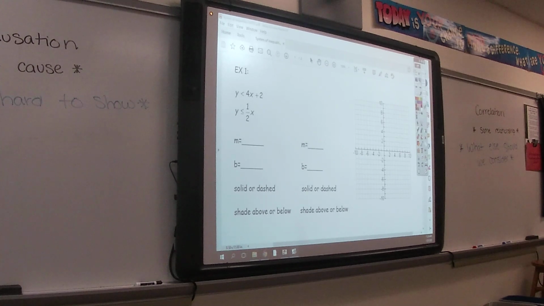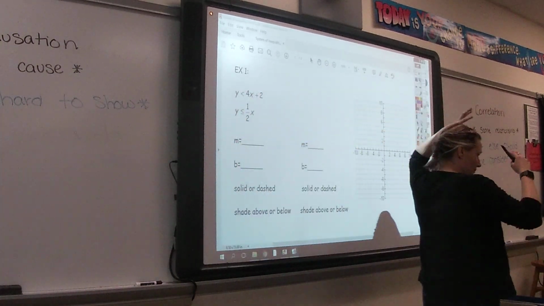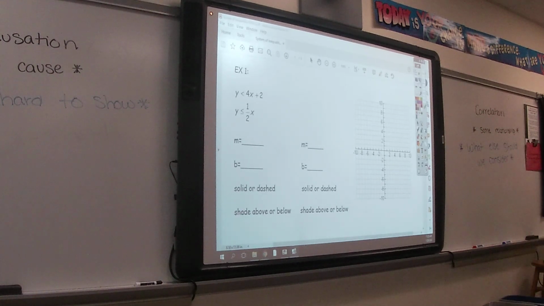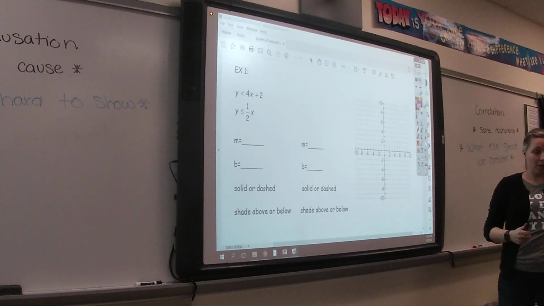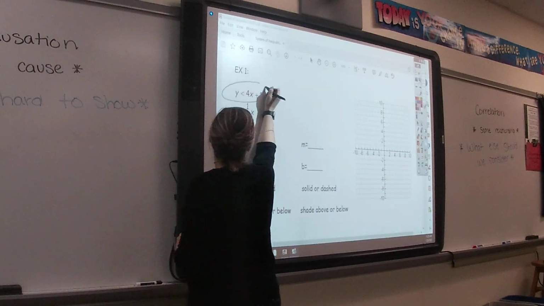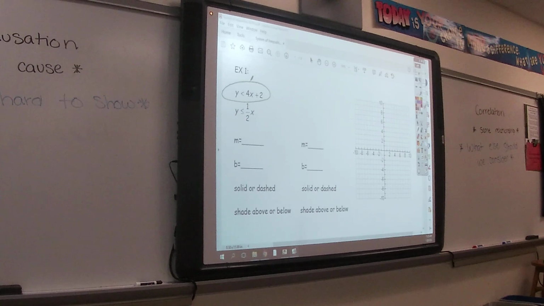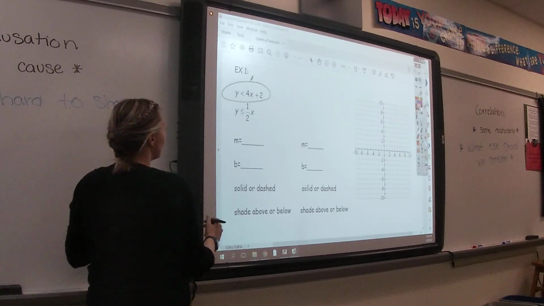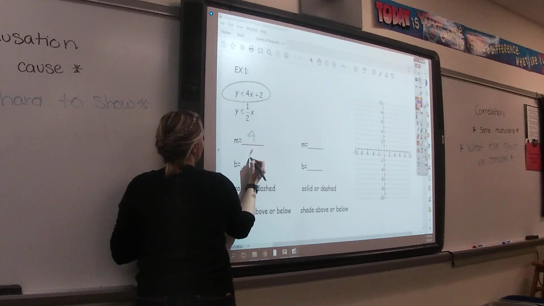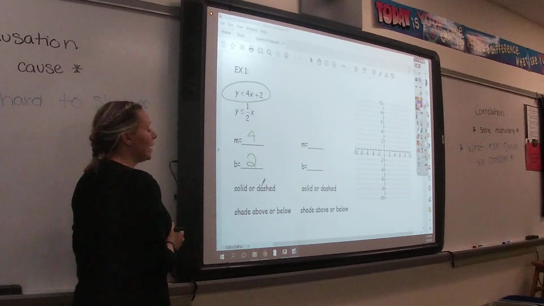So when we look at this, we're going to do the same idea we did yesterday. So we have two equations, two inequalities, two variables, and we're going to solve by graphing by putting them both on the same coordinate plane. So I'm going to look at this top one. Y is less than 4x plus 2. Is it solved for y? Yes. What does m equal? 4. What does b equal? 2. Is this going to tell us to use a solid or dashed line?